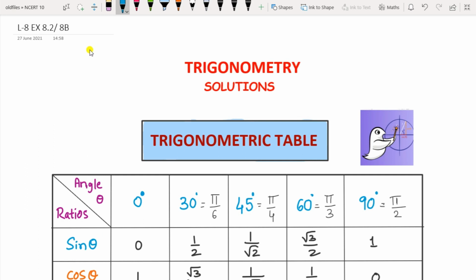As per the thumbnail, we are going to see the solutions of exercise 8.2 or 8B of lesson 8, trigonometry, of the CBSE 10th board syllabus. The weightage of this section is 12 marks, which includes sums on trigonometry and word problems on height and distance.